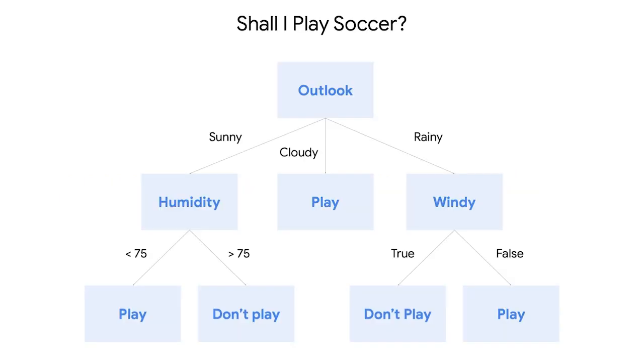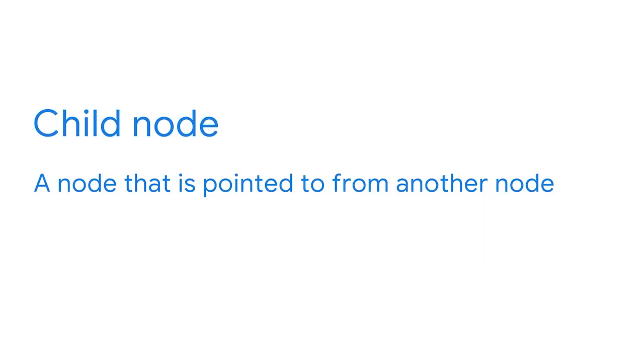Now, view where the decision tree would have gone if the outlook had been sunny. We're not at a leaf node yet. There are still decisions to be made. This time, the consideration is about the humidity. If the humidity is above 75%, the tree ends at a leaf node that says, don't play soccer. However, if the humidity is below 75%, the decision tree will say, play soccer. The nodes that are pointed to, whether leaf nodes or other decision nodes, are child nodes. The node that is pointing to them is a parent node.